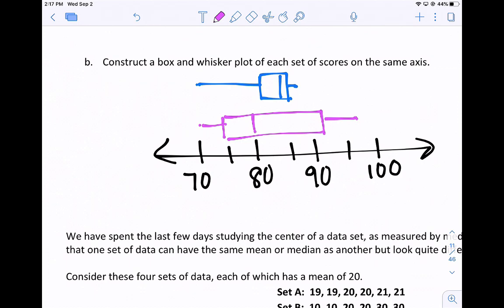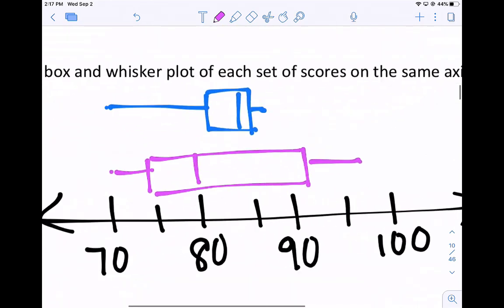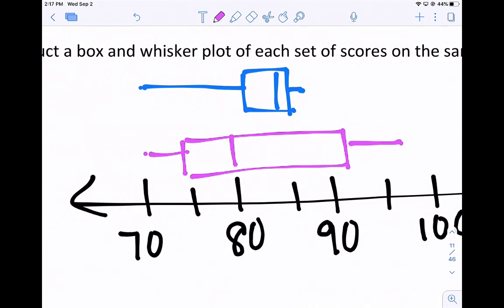So we talked about it, and I think this was a question. It says, okay, so they both have the same mean, the same average, but whose scores are more spread out? And now with this new 70, we can see the min's the same, but we can see that, again, Oscar has some higher scores, but he also has some lower scores than Connie, and so he is less consistent than Connie. His scores are more spread out.